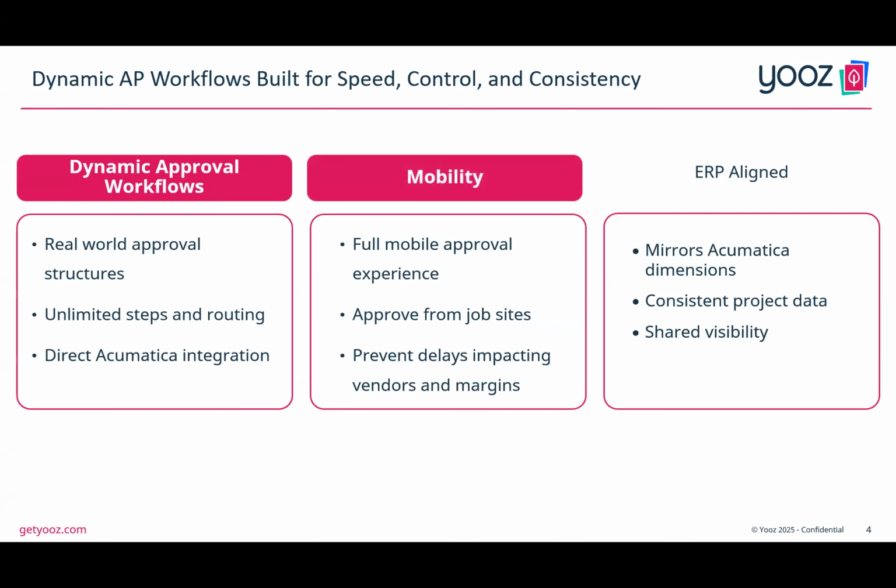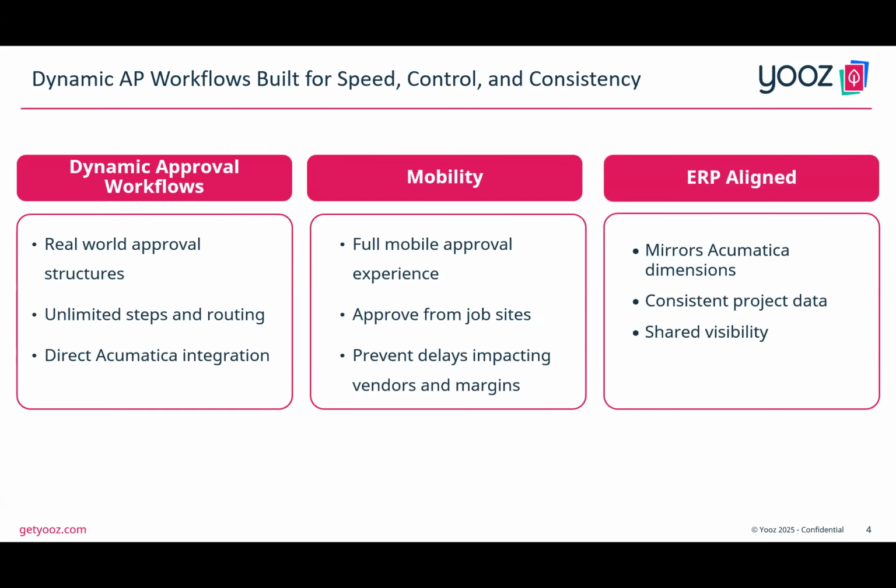Secondly, we have mobility. AP doesn't stop just because someone isn't at their desk. With Use, approvers can review invoices and POs, access supporting documents, comment, reassign, or place holds, all from their phone, laptop, or tablet. This means approvals keep moving across job sites, factory floors, and anywhere that work happens, preventing delays that impact vendors and margins.